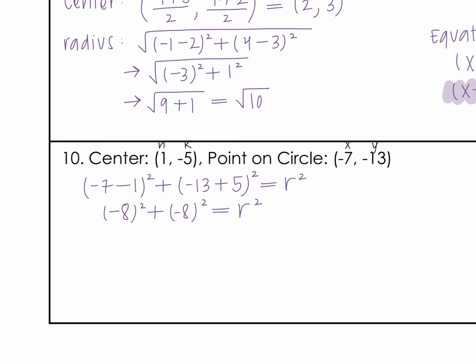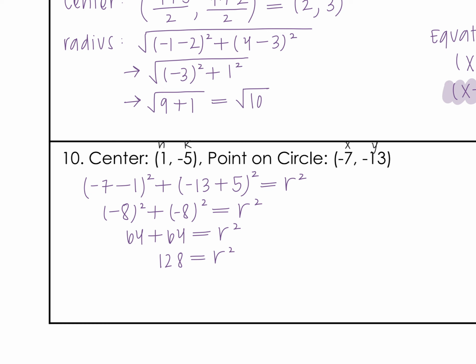So -8 squared is going to give me 64. Remember, it should be positive because you are squaring it. And so I'm going to get my r squared is equal to that 64 plus 64, which will give me 128 as my radius squared. Don't bother square rooting that, because remember, we're plugging into my equation.